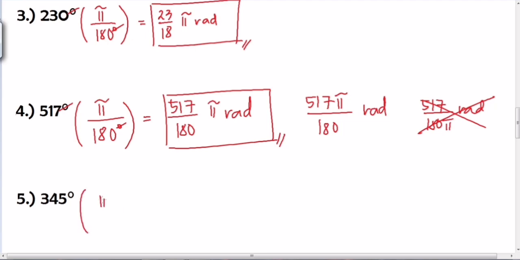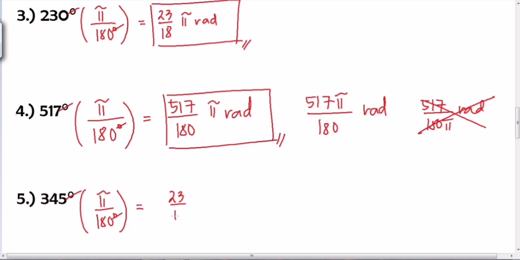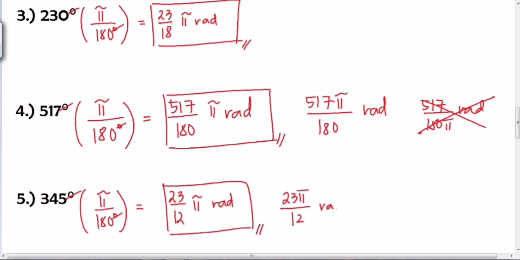So, again, multiply ko sa pi over 180 degrees. So, cancel din naman si degrees. Ayan, so kunin yung calculator. I will input 345 divided by or over 180. So, the answer is 23 over 12. So, 23 over 12 pi, yung natirang pi, and then the unit would be radian. So, again, kung gusto nyo i-rewrite, pwede yan. Magiging 23 pi over 12 radian. Ayan, parehas lang yan, guys.